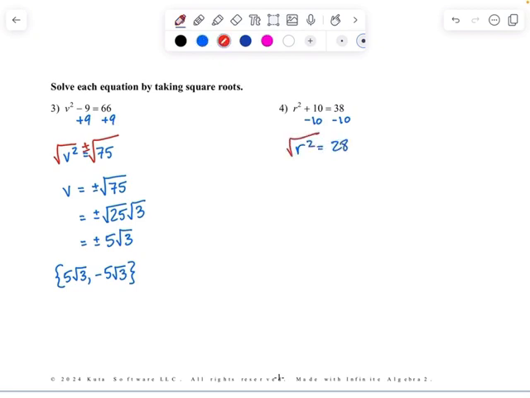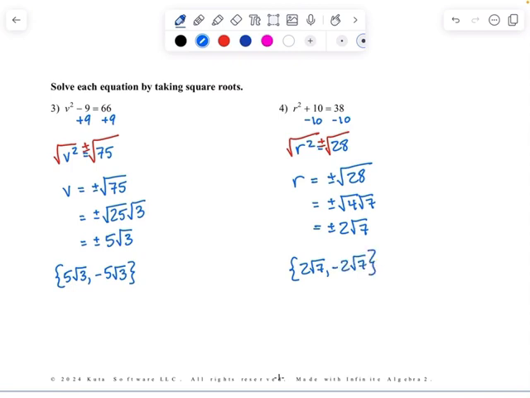Taking the square root of both sides then will give me r equals plus or minus the square root of 28. Again, 28, although not a perfect square, can be simplified. I'm going to break that down into the square root of 4 and 7. And the square root of 4 is 2. So this becomes r equals plus or minus 2 times the square root of 7. Put those two solutions in brackets, one being positive, one being negative, and there's my solution to number 4.